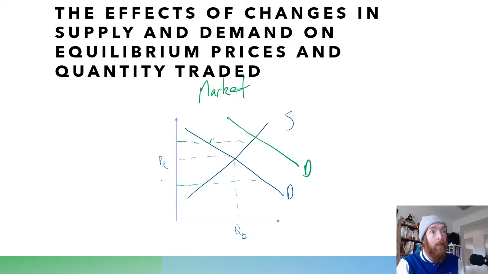So we might have a favorable demand shift. This means that there is more demand at the same price. This causes a shortage. Consumers then bid up prices until a new equilibrium point is met.